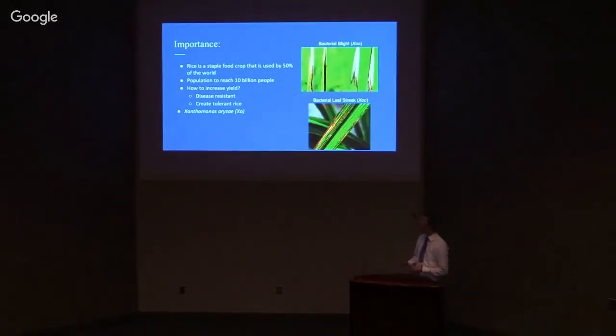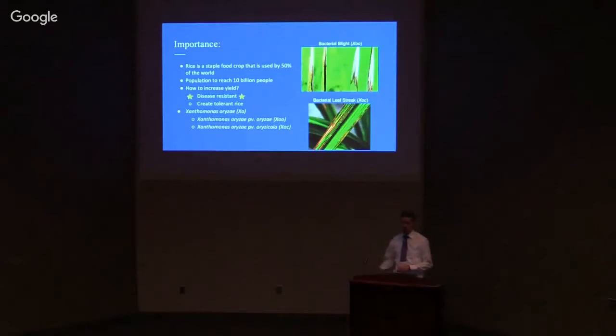Two ways of doing this is through disease-resistant rice or creating tolerant rice, like cold or drought tolerance. My focus today will be on disease resistance, specifically to Xanthomonas oryzae, or XO, and two pathways within this. The first one, Xanthomonas oryzae pv. oryzae, or XOO, causes bacterial blight, where it infects through the vascular system, or the xylem, of the rice leaf and then infects its way down. And the second is Xanthomonas oryzae pv. oryzicola, or XOC, which causes bacterial leaf streak.